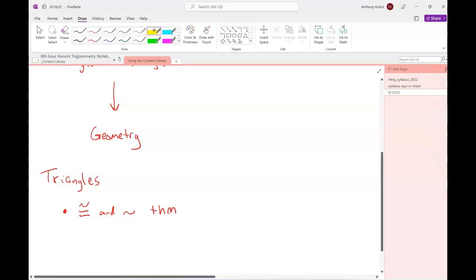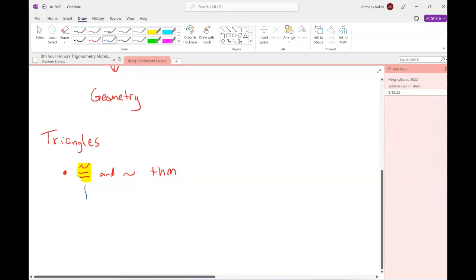Hold on. We need to review what all those things mean, right? What does it mean for two figures to be congruent? Yeah, it's essentially the figures are identical, other than the names of the vertices, right? So all the same side lengths, all the same angle measures.